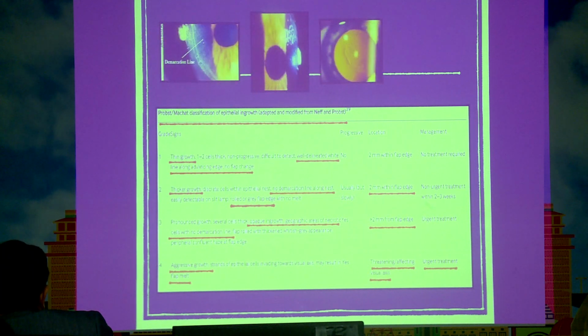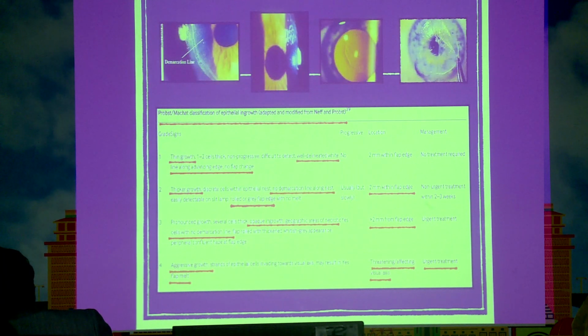In grade 3, there is pronounced growth. There may be presence of opaque ingrowth, geographic areas of necrotic cells with no demarcation line. Usually urgent treatment is required, and the location is usually more than 2 mm from the flap edge. In grade 4, there is aggressive growth which may result in flap melting, which can threaten or affect the visual axis, and urgent treatment is required.